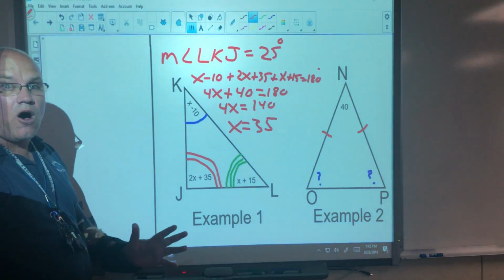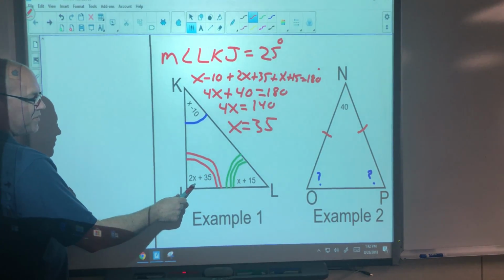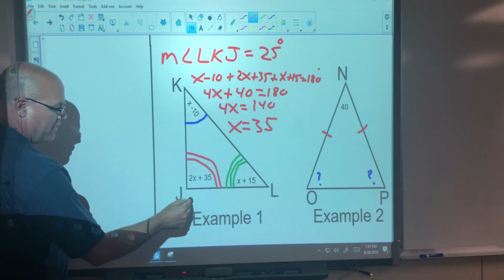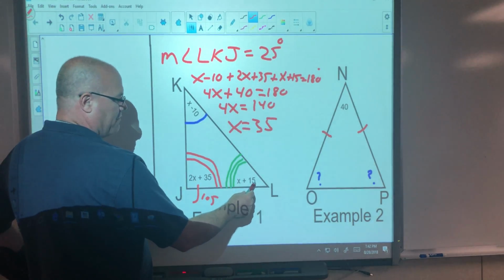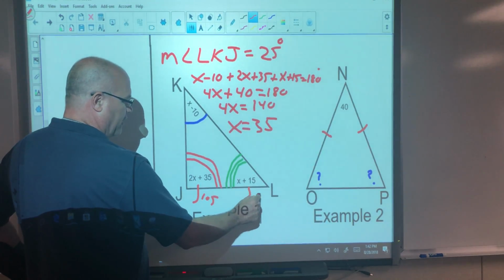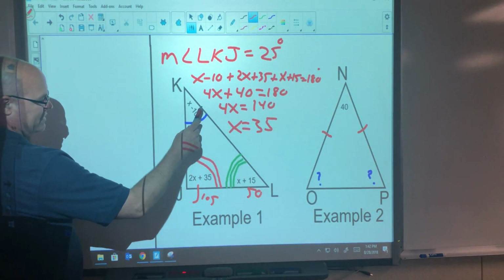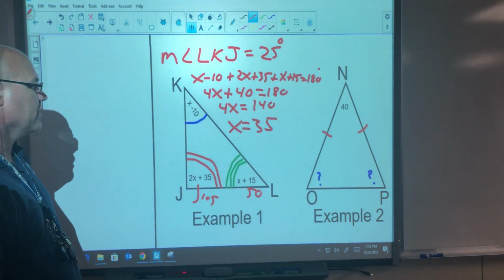If it asks you to find all the angle measures, we just simply do the substitution again. 35 goes in here, 2 times 35 is 70, 70 plus 35 is 105. So if we had to find this angle, it would be 105. And then this one would be 35 plus 15, which is 50. This double check works. 50 plus 25 is 75. 75 plus 105 is 180 degrees.